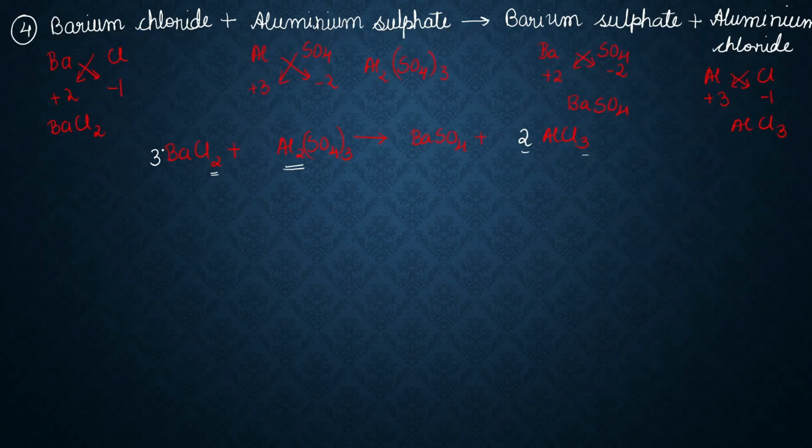Now if you check the barium, the number of atoms of barium is 3 on the product side, and on the reactant side it is 1. So I'll multiply this by 3. So now I guess my equation is balanced, so let's confirm. Barium is 3 and 3, sulfur is 3, and on the product also it's 3. Oxygen on the reactant side is 12, and on the product side it is 3 into 4, 12. Aluminium on the reactant side is 2, and on the product side also it is 2. And chlorine is 6 on both sides. So this is the balanced equation.